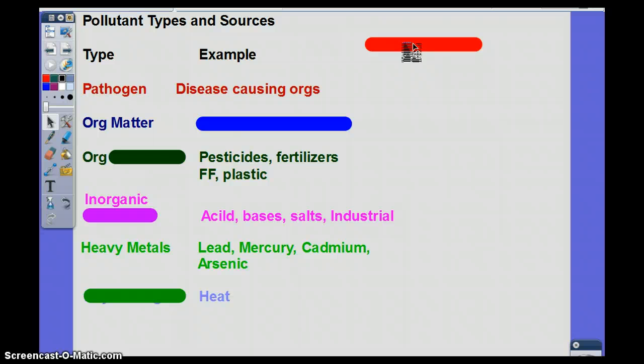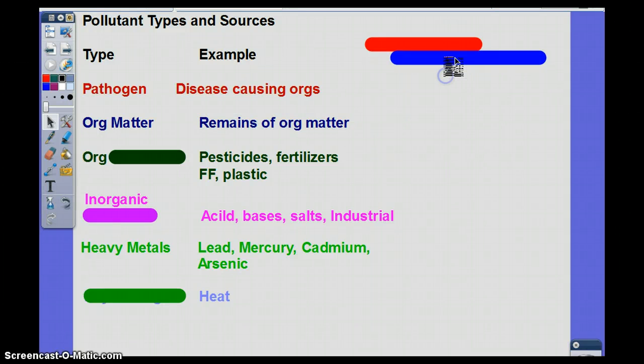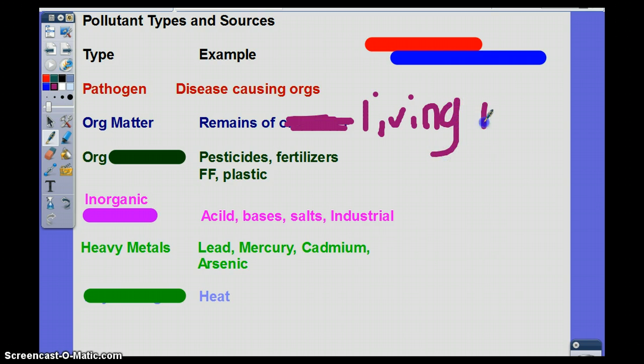Organic matter. Organic matter is what? Natural matter? Like living matter. That's exactly what it is. Remains of a living thing. Just put that so it makes more sense. Remains of a living thing. That's organic matter. So plant leaves on the ground, that's organic matter. A raccoon that died in your backyard and is decomposing is organic matter.